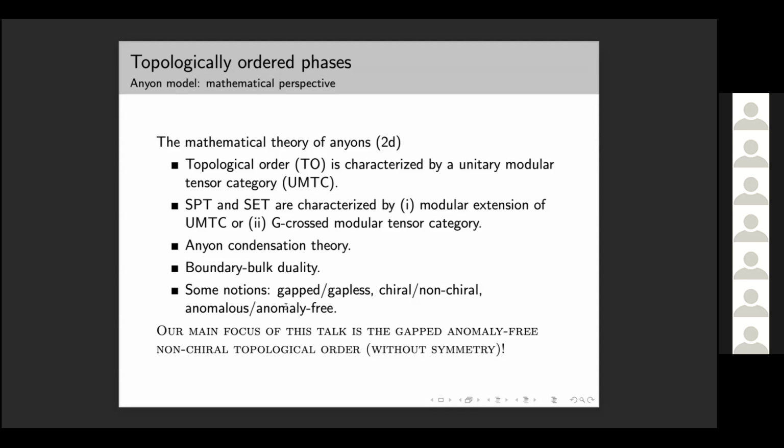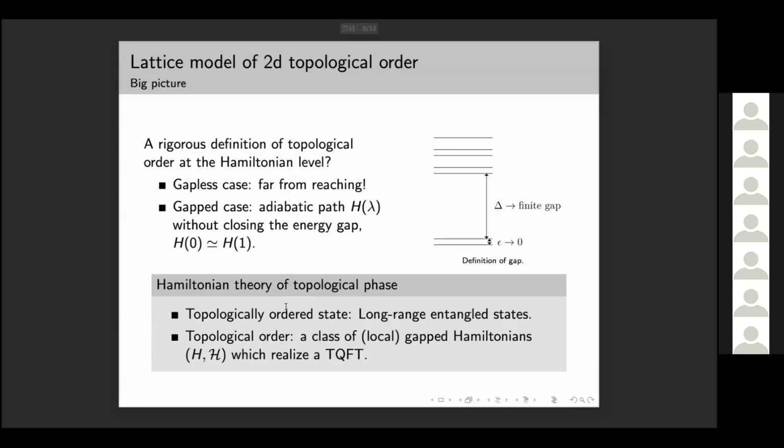The anomaly-free topological phase is just a topological phase that has a lattice model in this dimension, which means that for an ND anomaly-free topological phase, we have an ND lattice realization of this topological phase. So for this talk, I will just focus on the gapped, anomaly-free non-chiral topological order, which means that the topological phase is described by the center of some given unitary fusion category.